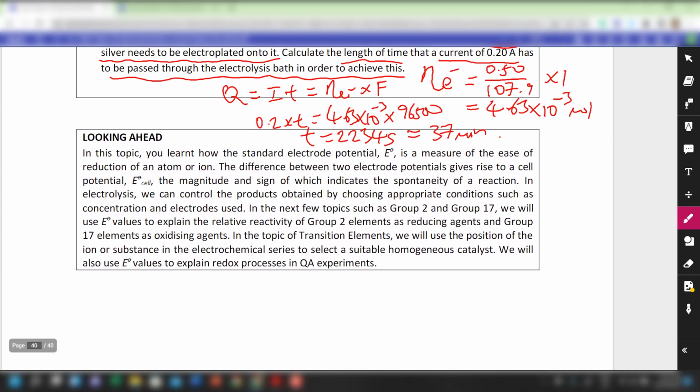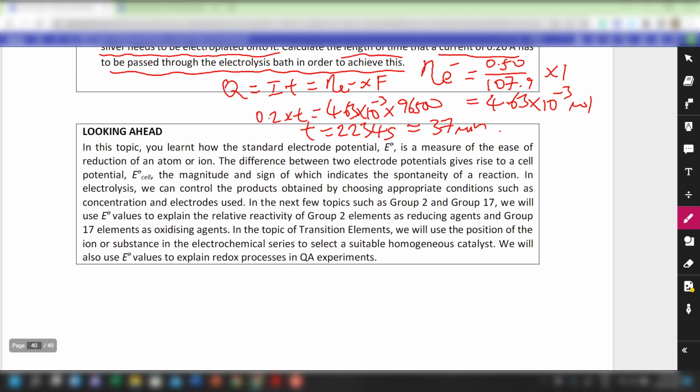Okay, so moving ahead, we'll be looking at two of our most important topics, which is on periodicity. Those are the last two topics. Okay, so it's on periodicity and transition metal. Then you will notice that in transition metal, we'll be using a lot of reduction potential values as well. Yeah, so that will be the end of the lecture on electrochem.